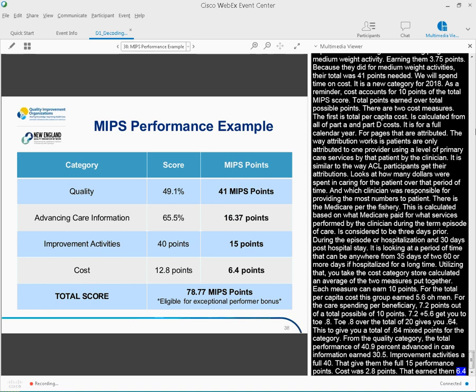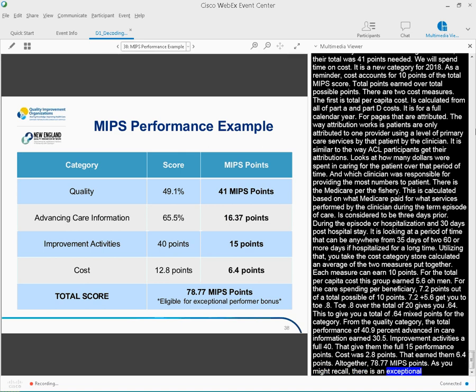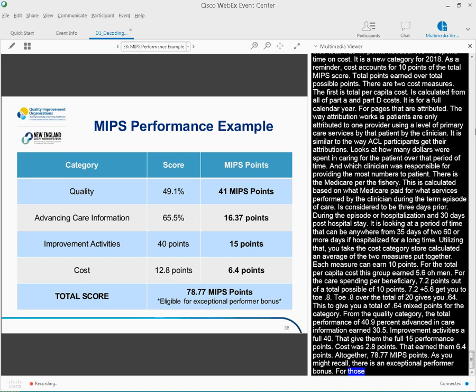And as you might recall, there is an exceptional performer bonus for those of you that are able to get over 70 MIPS points. So this group would be eligible for some of that exceptional performer bonus.